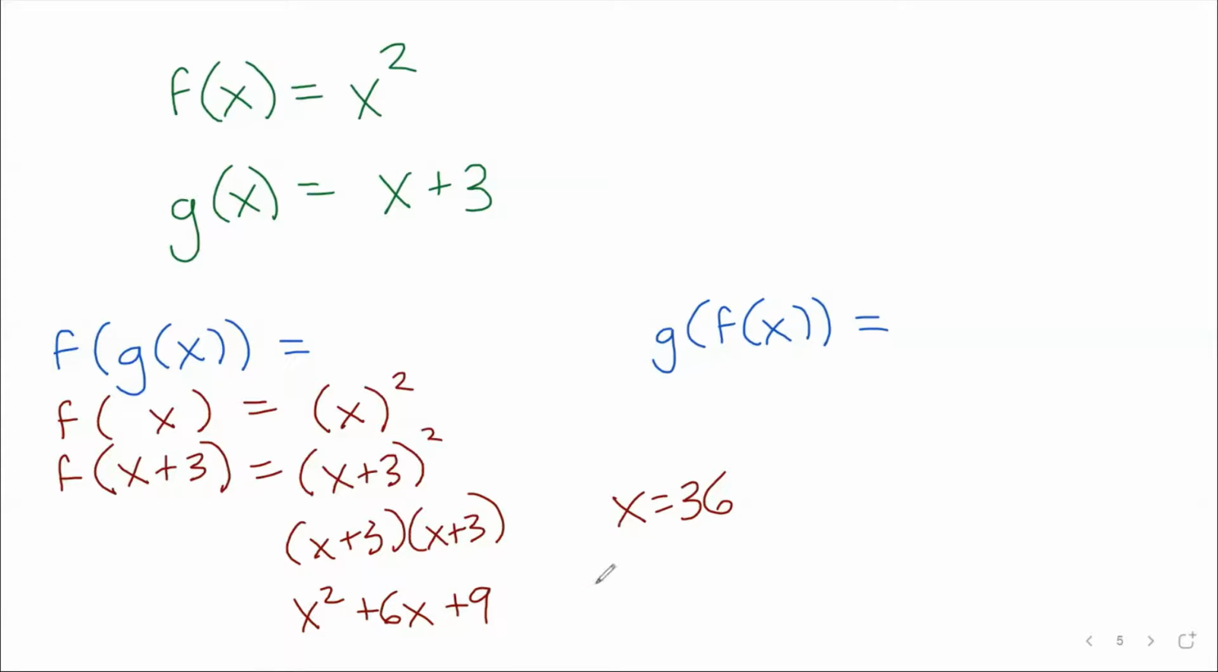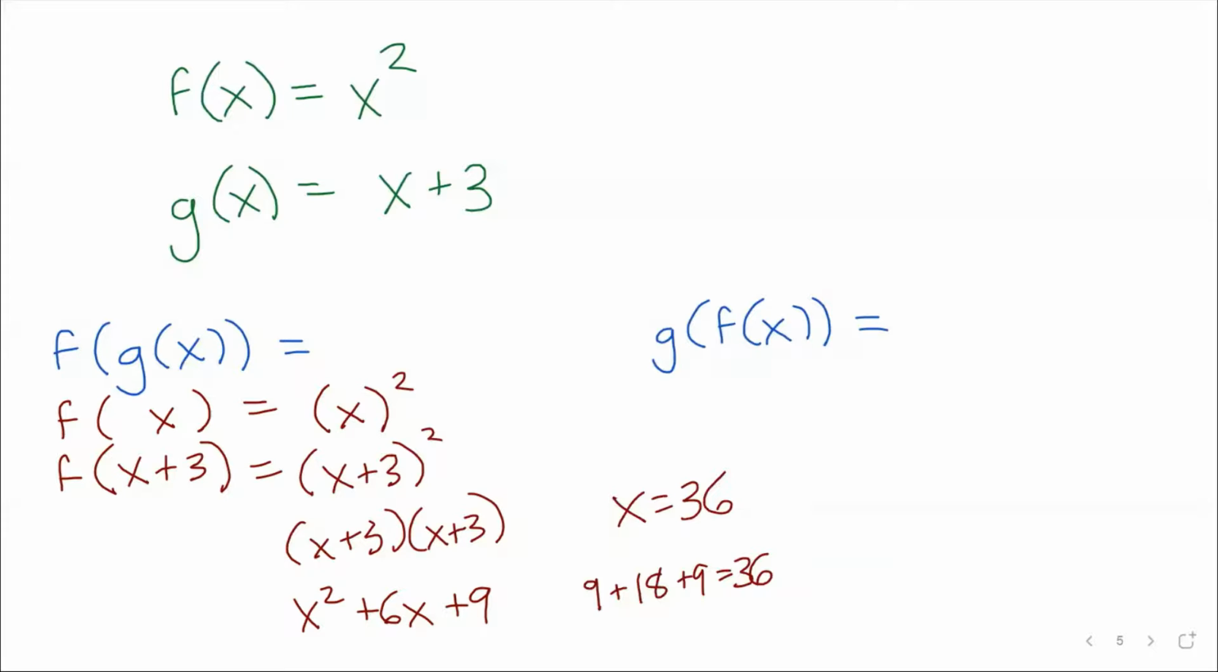So 3 squared is 9, plus 6 times 3 is 18, plus 9. And yeah, that does in fact equal 36. That doesn't prove anything. It just sort of shows, hey, yeah, this actually worked. This does actually seem to represent what we get when we do g of x, and then we take that result and do f of that.